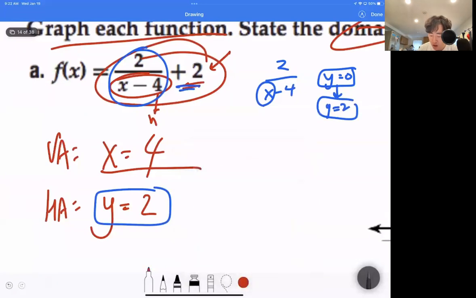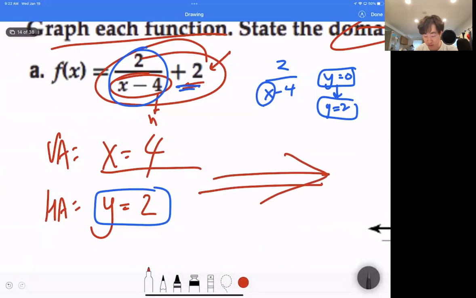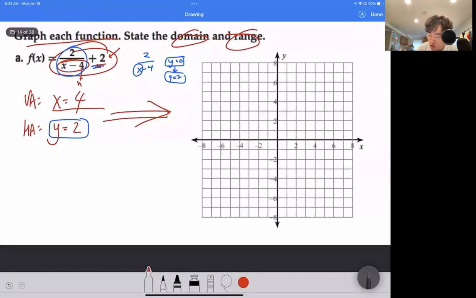We are going to now apply that to our graph. So here's what you're going to do. You're going to go to 4, and then you're going to draw a vertical dashed line like this. And then you're going to go to y is equal to 2 and draw a dashed line like that. I like to call this establishing the framework, because if we do not have the asymptotes established in the first place, we cannot sketch it.